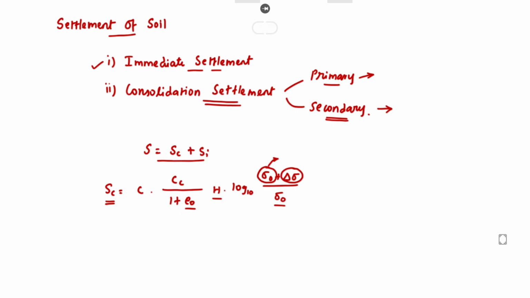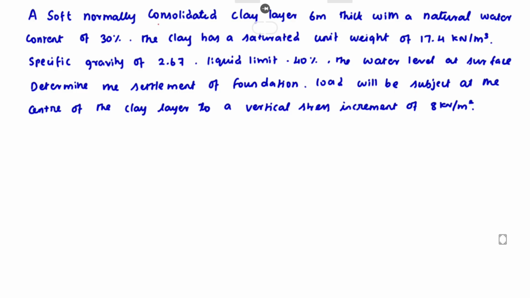Now we are going to see one solved numerical example of how to calculate the consolidation settlement. A soft normally consolidated clay layer 6 meter thick, so the thickness of the layer is 6 meter, with a natural water content of 30%. The clay has a saturated unit weight of 17.4 kilonewton per meter cube, the specific gravity of clay is 2.67, and the liquid limit is 40%.